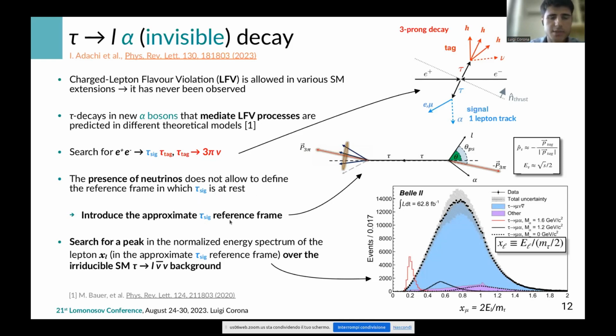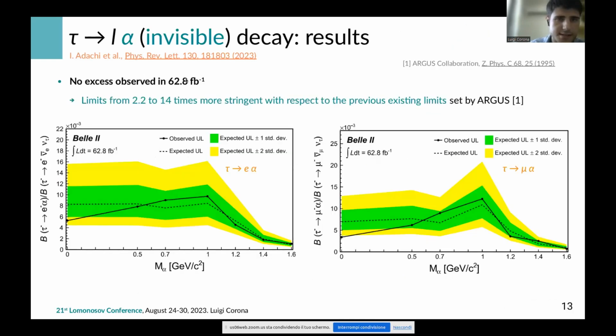The presence of neutrinos does not allow to define the reference frame in which the tau signal is at rest. So we introduce an approximate reference frame, and we search for a peak in the normalized energy spectrum of the lepton, which is the distribution here, where you can see that in this reference frame the background is quite smooth, and the background is the irreducible standard model tau to lepton nu, while the signal appears as a bump. So basically we search for this bump, and we didn't observe any excess in 63 femtobarns of data, but we can set some world-leading upper limits on the ratio of the branching ratio of the tau to lepton alpha over the branching ratio of the tau to lepton nu. Here you have the results for the electron channel and for the muon channel.